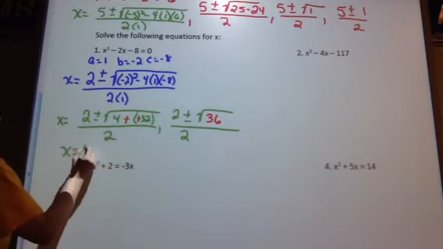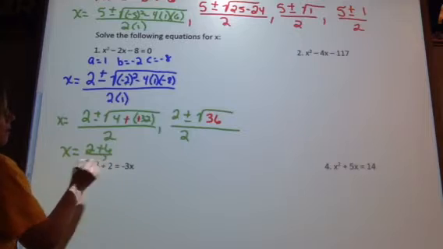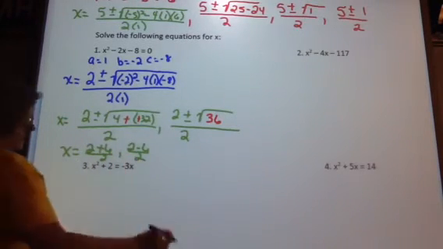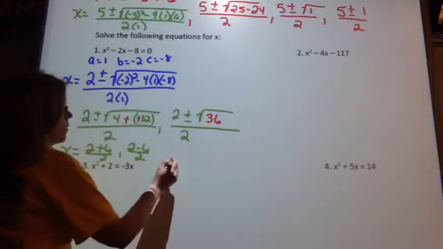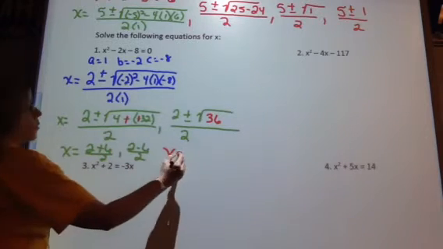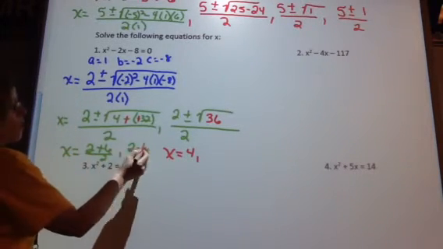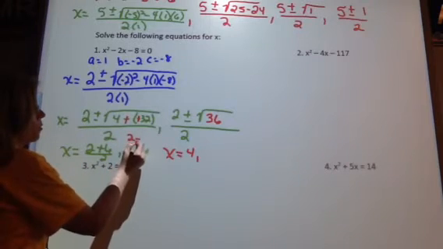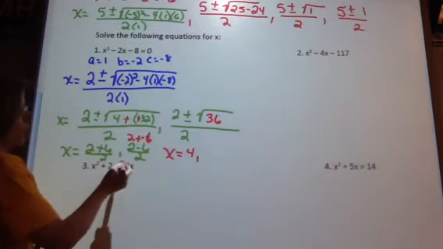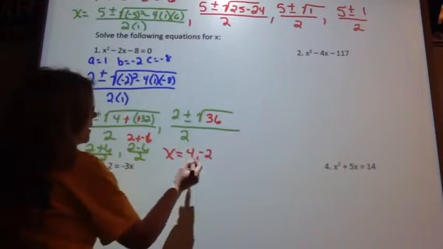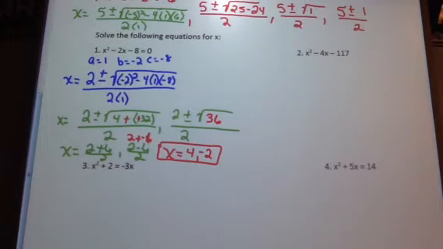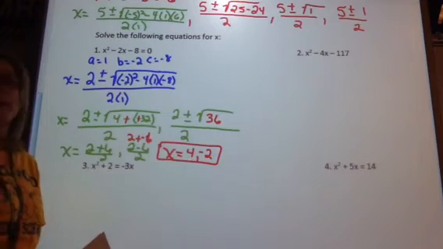So what I have here is 2 plus 6 over 2, 2 minus 6 over 2. So I'm going to have two solutions. 2 plus 6 is 8. 8 divided by 2 is 4. 2 minus 6, that's the same as 2 plus a negative 6, which is a negative 4. Negative 4 divided by 2 is a negative 2. So my solution to number 1, there are 2, is going to be 4 and negative 2.